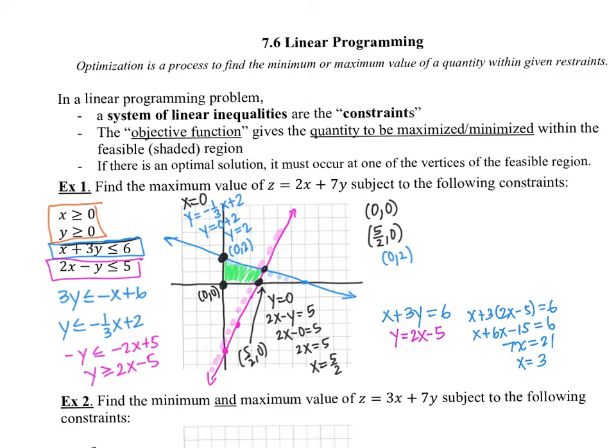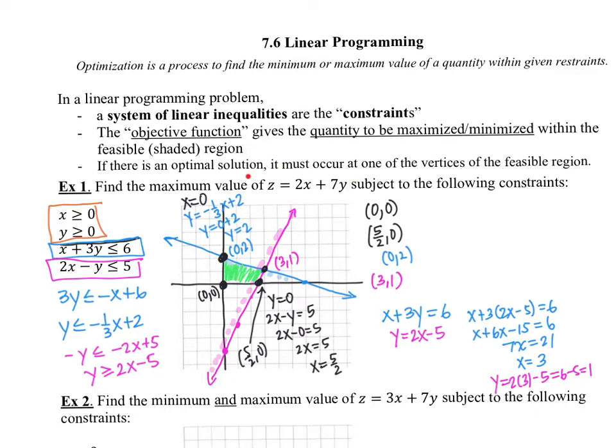Okay, so I got x equals 3, which looks correct with my graph, and then y equals 2 times x minus 5. 6 minus 5 is 1. So this last ordered pair looks like 3, 1. Okay, I have all 4 vertices listed, and I'm going to list them even though I'm very confident that the maximum is not going to occur at 0, 0.